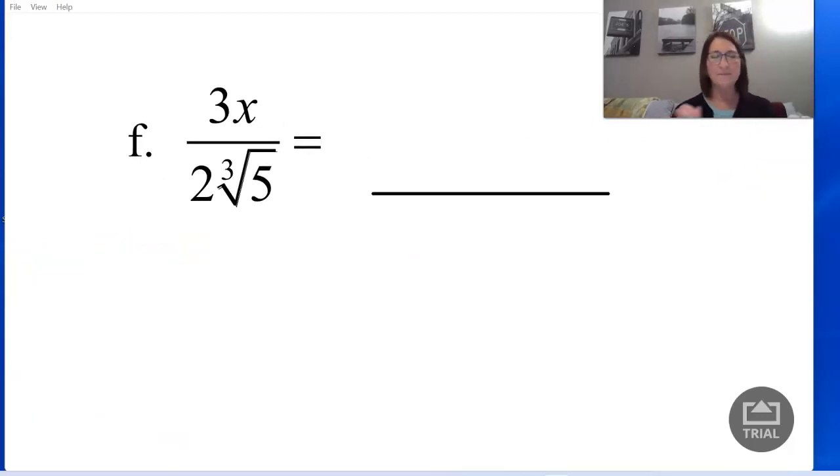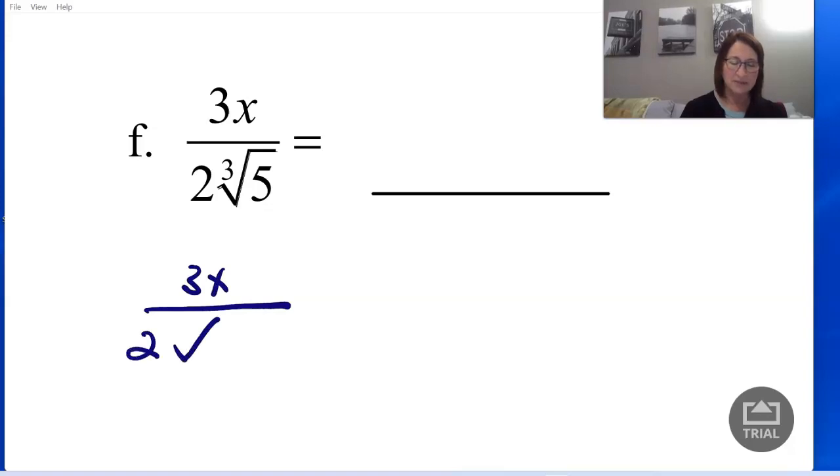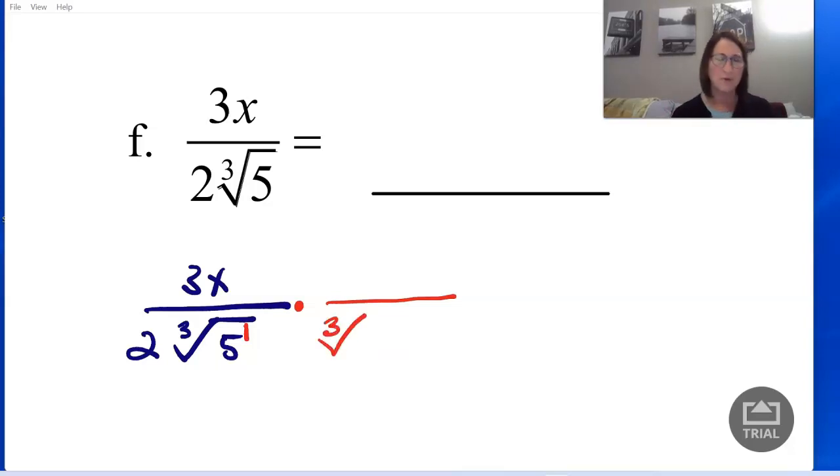F. Okay? So for F, I have 3x in the numerator, 2 times the cube root of 5. So remember, this is what people always forget. That 5 underneath that radical has an exponent of 1. So I am going to multiply. I can ignore that 2 in the front. I only have to get rid of the radical. So I'll put the cube root, and then it's going to be 5 squared.